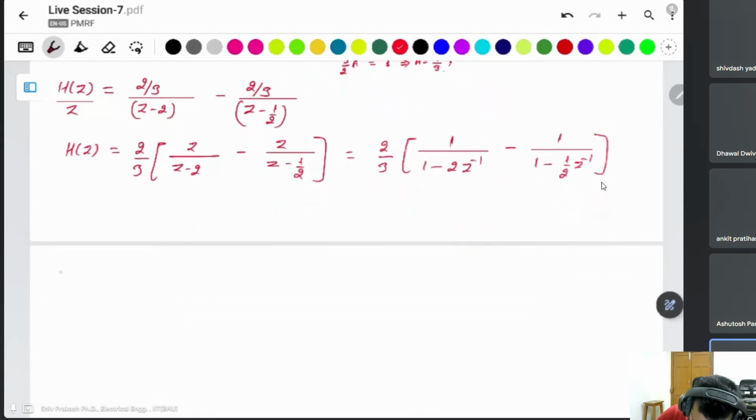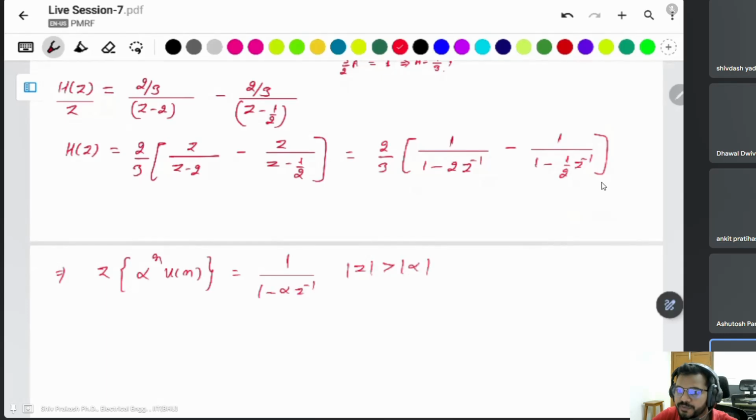All of you know about the z transform: alpha power n u[n] is equal to 1 divided by (1 minus alpha z inverse). For this, the ROC should be greater than the mod of alpha. For this system, the transform is this one.